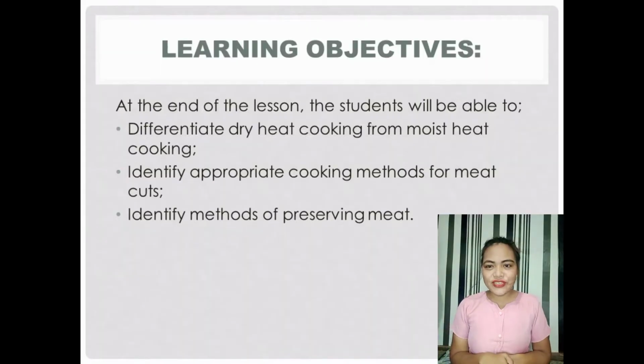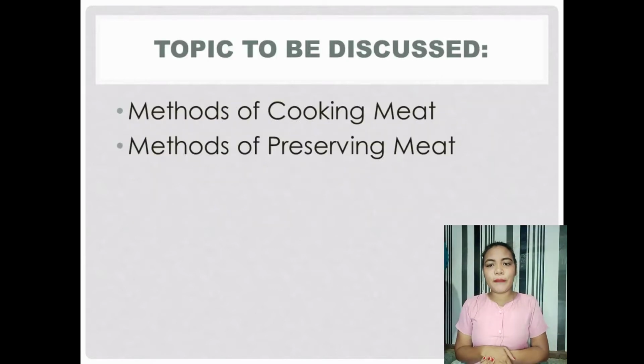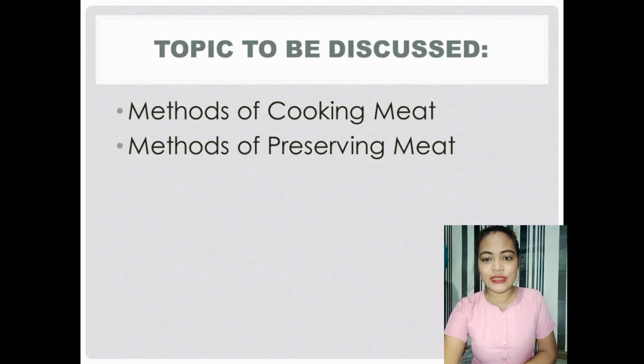So at the end of this video lesson, you are expected to, number 1, differentiate dry heat cooking from moist heat cooking. Number 2, identify appropriate cooking methods for meat cuts. And number 3, identify methods of preserving meat. So the topics to be discussed are as follows: methods of cooking meat and methods of preserving meat.